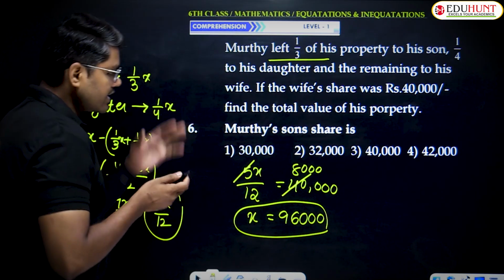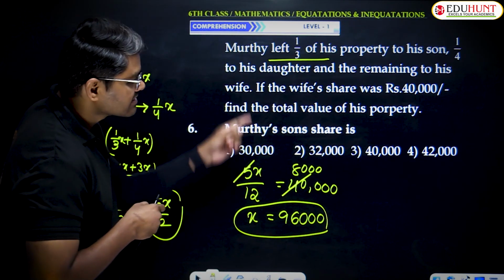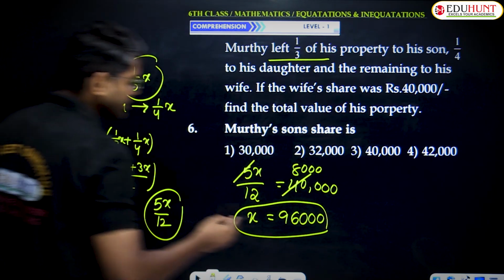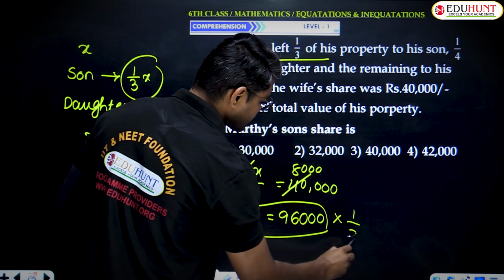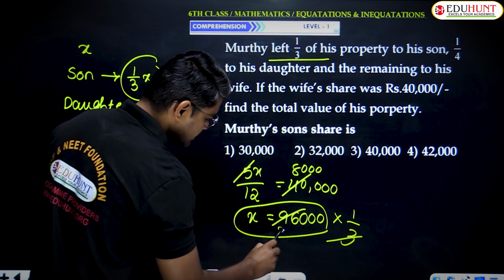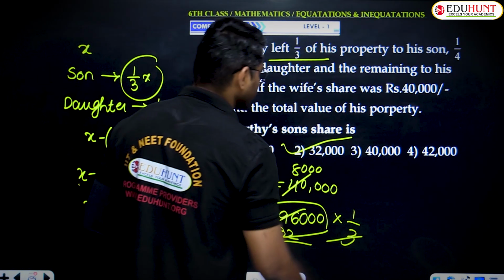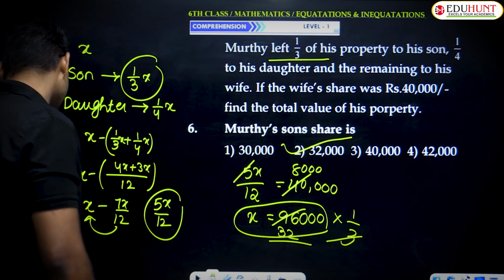96,000 x. Here the question is Murthy's son's share. So, how much? 1 by 3 of x, into 1 by 3. 3 3s 9, 3 2s, 32,000 is the son's share. Okay, right. Let us see the next one.